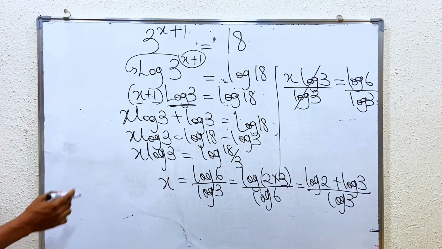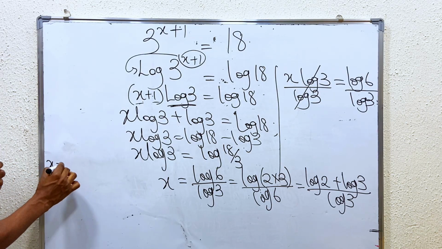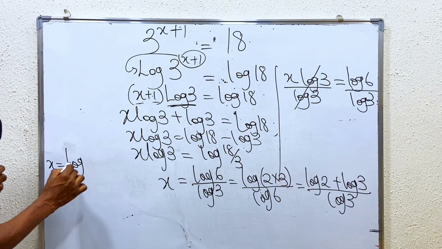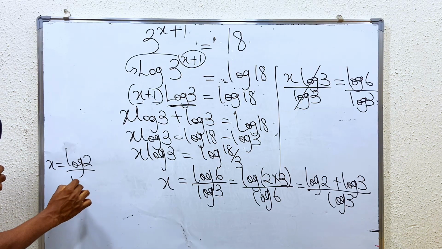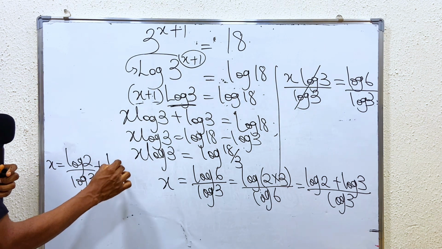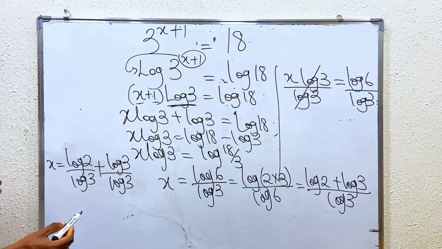So if you have this, so let me continue here, sorry. Yeah, if you have this, you see that x is now equal to, you split the fraction, you have it as log 2 over log 3, okay? Then plus log 3 over log 3. I split the fraction so that log 3 will cancel out.